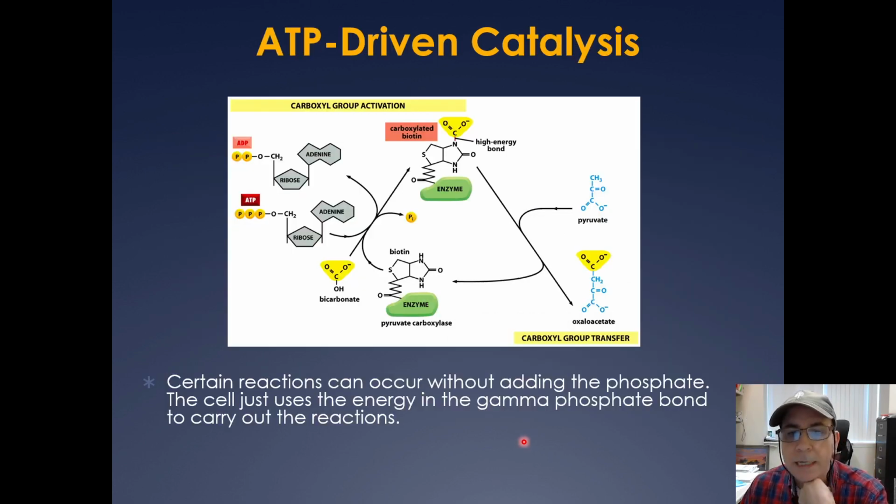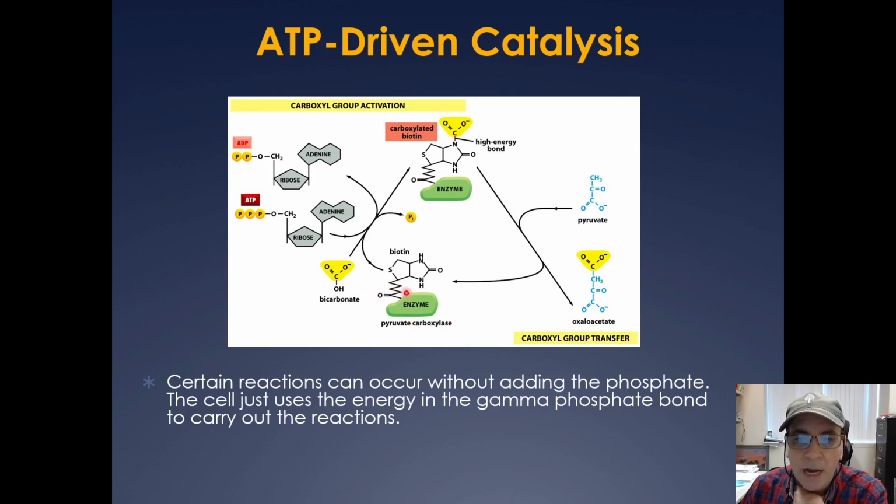Okay, there's also ATP-driven catalysis where the inorganic phosphate is not used in the reaction per se, as it doesn't become part of the intermediate, but the energy from the bond is actually used in the reaction. Okay, and so in this case, we're going to go from bicarbonate to oxaloacetate over here. And the enzyme that does this is pyruvate carboxylase.